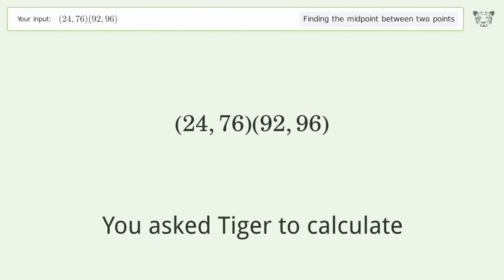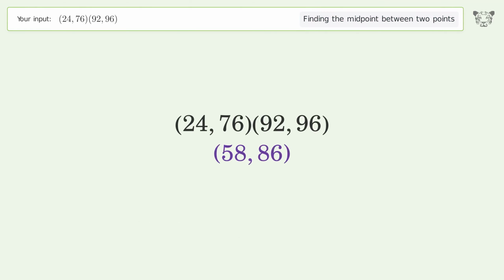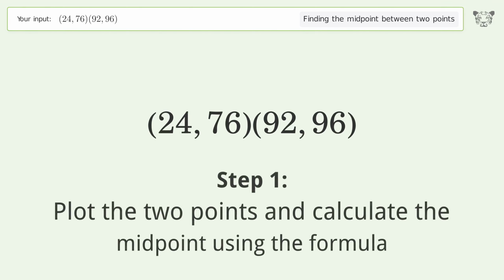You ask Tiger to calculate. This deals with finding the midpoint between 2 points. The midpoint between the 2 points is 58,86. Let's solve it step by step. Plot the 2 points and calculate the midpoint using the formula.